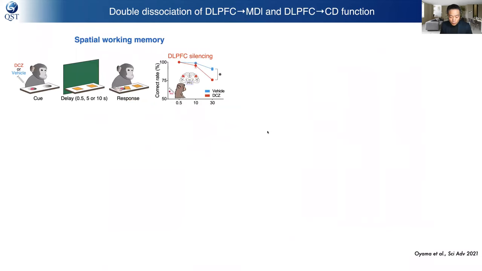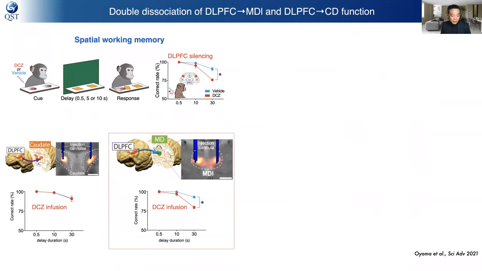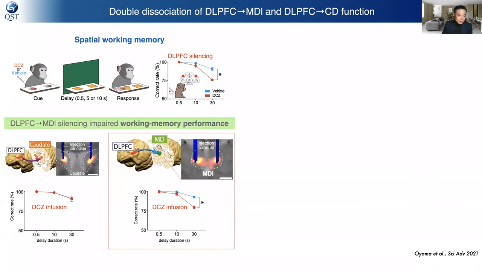For the functional study, we first tested the monkeys with the spatial working memory task. As you remember, if we inject DCZ systemically, we obtain a nice behavioral deficit, a working memory deficit. A similar deficit was also observed following DCZ infusion specifically into the bilateral mediodorsal nucleus, but not following infusion into the caudate nucleus. This suggests that DLPFC to MD pathway silencing impaired working memory performance.